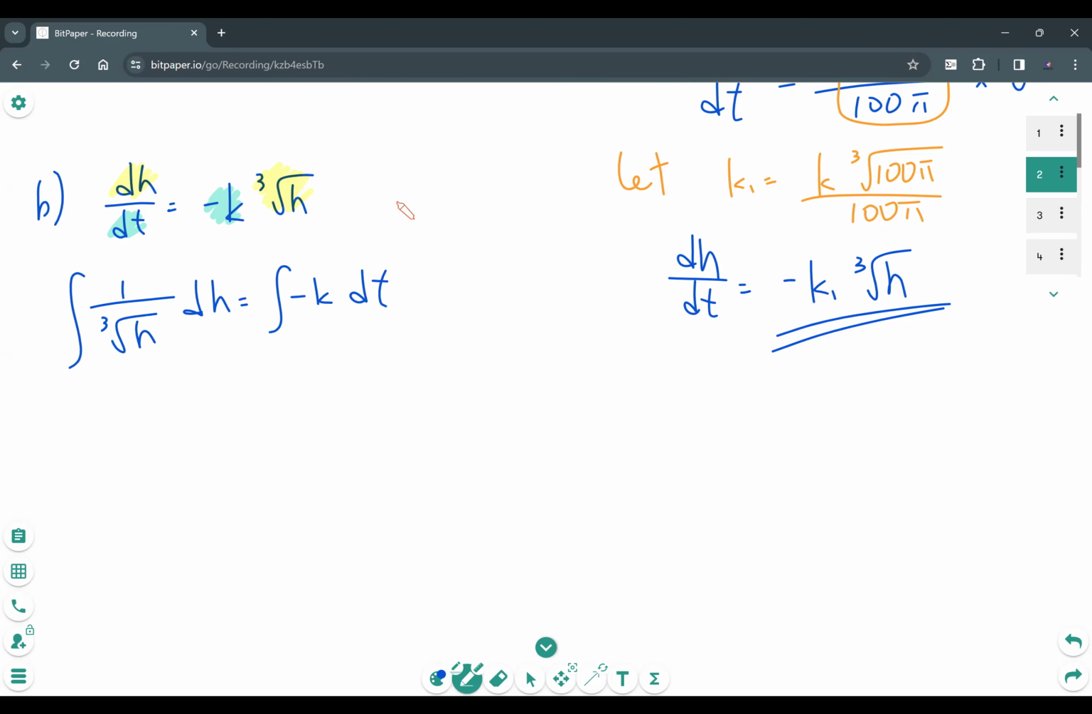So integrate on both sides. Left hand side, I will give you time to think about how to integrate on both sides. So pause the video now, have a think about what you would write as the next step. When you're ready for the answer, press play.